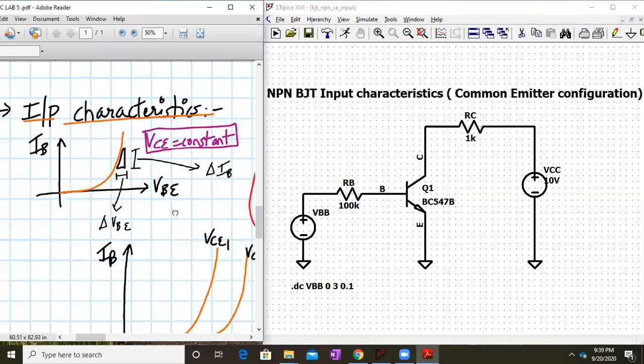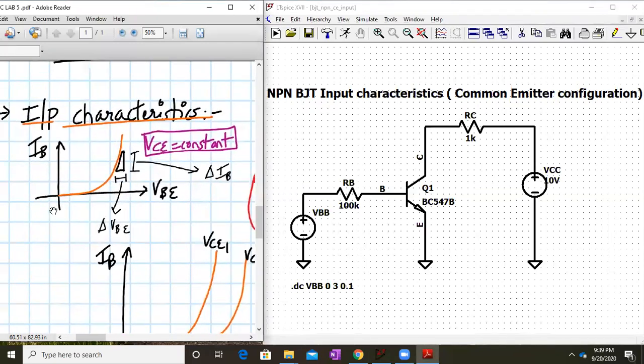Now we will be doing the input characteristics. Input characteristics should look something like this. This is my common emitter configuration for the input characteristics determination. Let me simulate. We have used BC547B as a transistor, and we are varying the value of VBP for a constant value of output voltage, that is VCC. Let us simulate this.